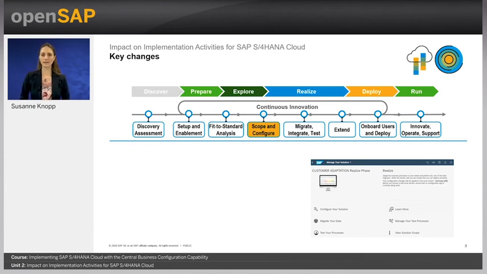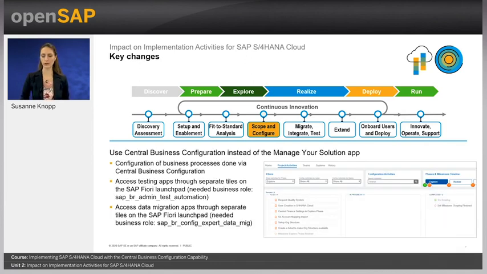One key phase for doing the implementation in S/4HANA Cloud is the Realize phase. Within the Realize phase, you do the configuration of the S/4HANA Cloud quality and productive system. Before Central Business Configuration, you used the so-called Manage Your Solution app, which has different apps included, like Configure Your Solution, Test Your Solution, and Migrate Your Solution.